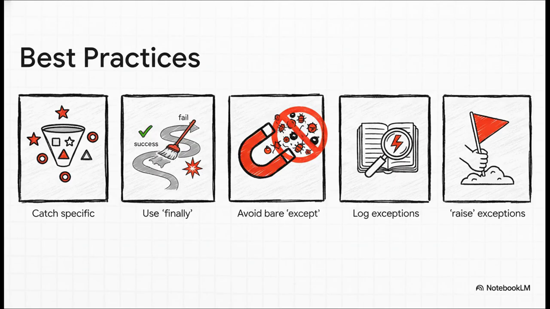First, always try to catch specific errors, not just the giant exception net. Second, use finally for any cleanup that absolutely must happen. Third, and this is a big one, avoid bare except clauses. They can swallow up real bugs and leave you scratching your head. Fourth, log your exceptions so you can debug them later. And finally, don't be afraid to raise your own exceptions to enforce your code's rules.